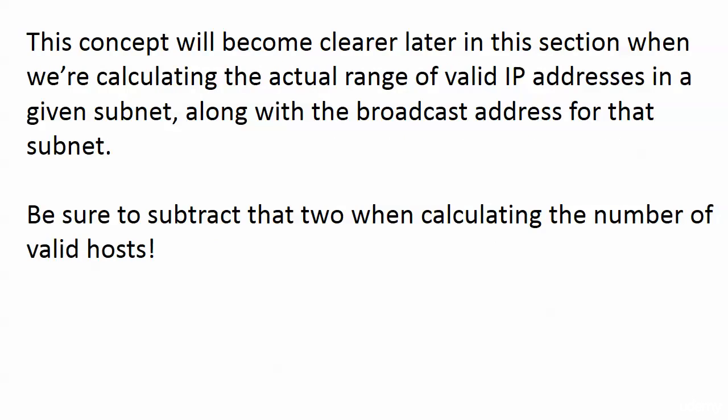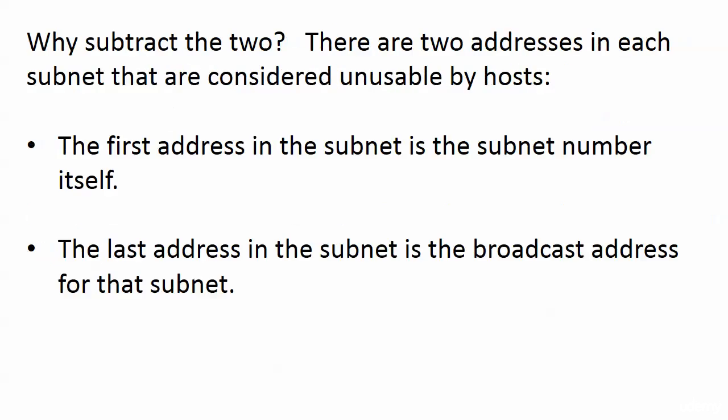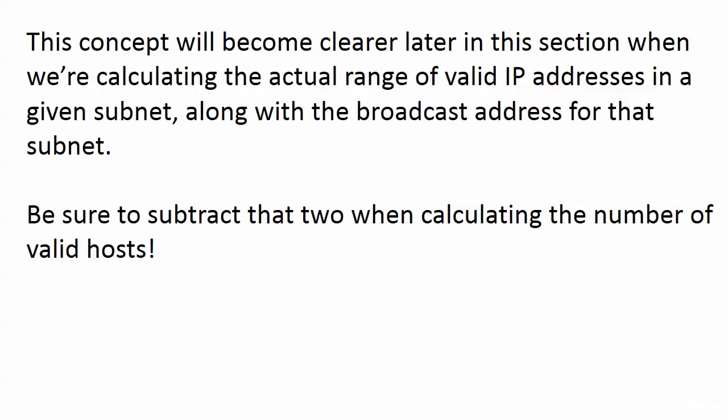For now, I'm asking you to trust me on that because you're going to see very shortly, when we're calculating the actual range of valid IP addresses in a given subnet and the broadcast address for that same subnet, that the concept will become a lot more clear because we're going to go into the bit level on that. But again, your first and last addresses in any given subnet are considered unusable. So that's why you subtract the 2 when you're calculating the number of valid hosts.